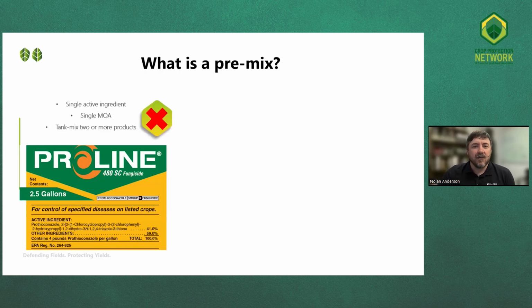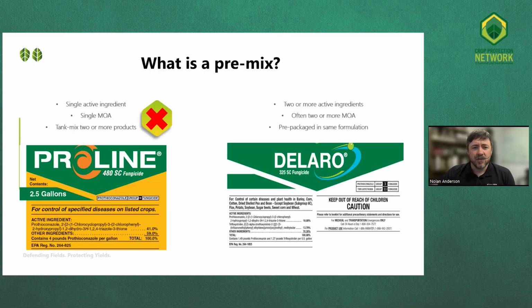What a premix would be considered is two or more active ingredients, oftentimes two or more modes of action, and they're going to be pre-packaged within the same fungicide formulation. So if we look on this Delaro label, we can see that it has prothioconazole, same as the previous label, but in addition to that, has an additional chemical called trifloxystrobin and a different mode of action in group 11. So this would be what we consider a premix.